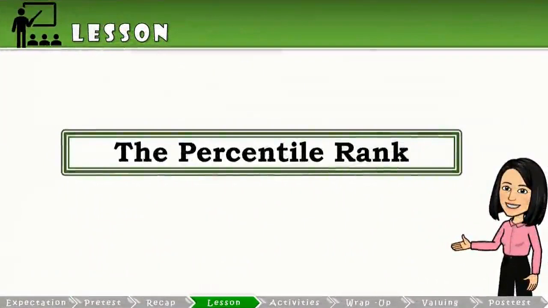Now, let us go to our lesson, which is the percentile rank. In this episode, you will be able to illustrate and calculate the percentile rank of a certain value and how it can be very useful in relating individual values to their positions in the entire group.